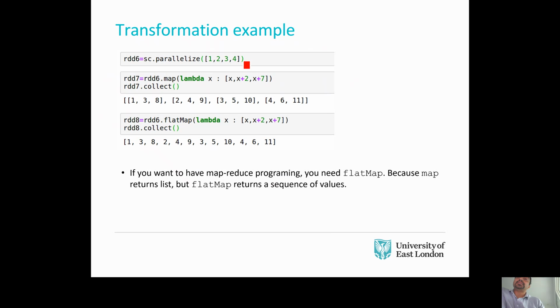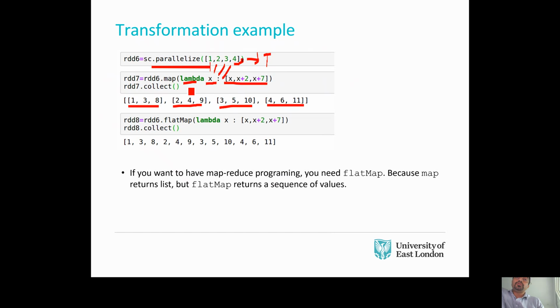sc.parallelize 1, 2, 3, 4. Guys, since there is no number of partitions, it means it would be only one partition. So rdd6.map. Lambda means an anonymous function. X is an input. It means get input, like 1 is input, then 2 is input, then 3, then 4. And then apply this calculation. First you get 1, it would be 1, 3, 8. Get number 2, 2, 4, 9. Gets 3, it would be 3, 5, 10. And if you run this action, it would be 4, 6, 11.